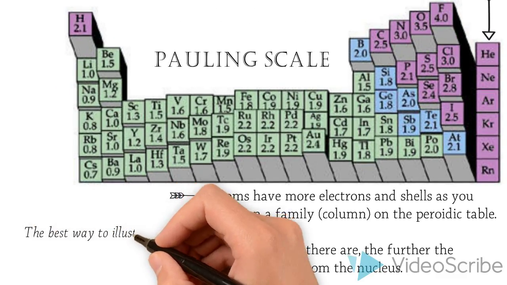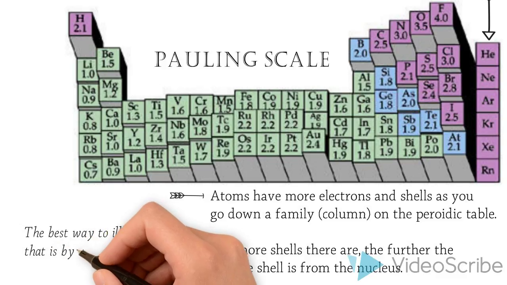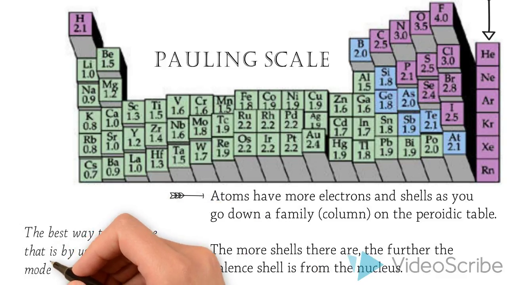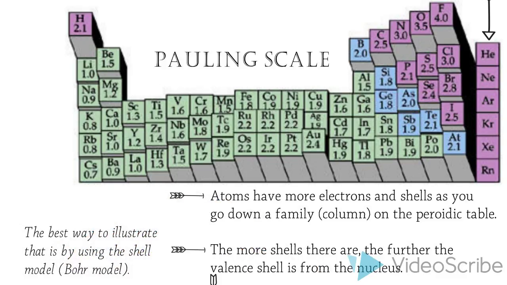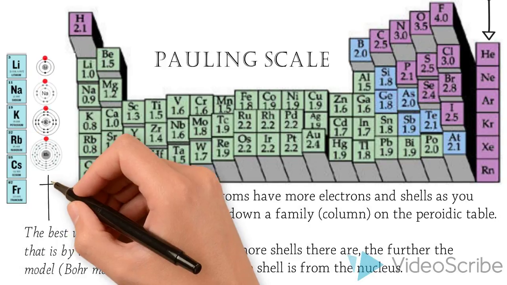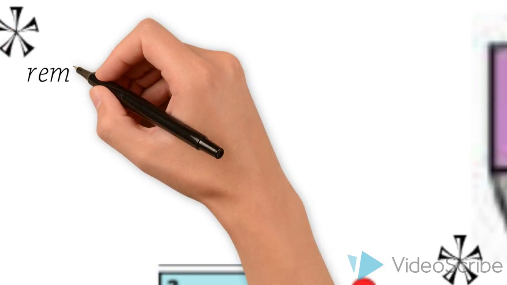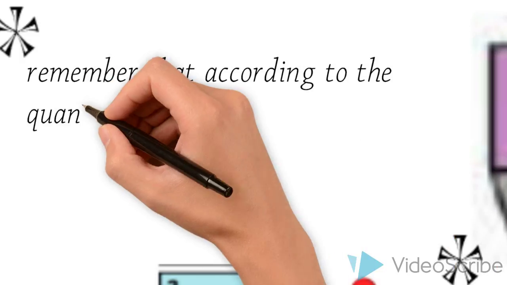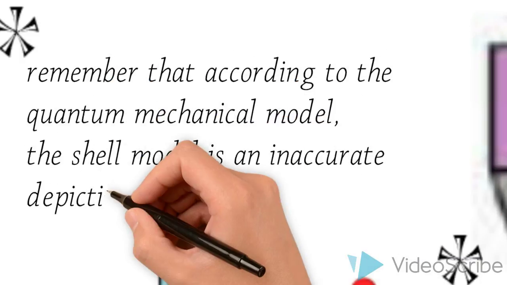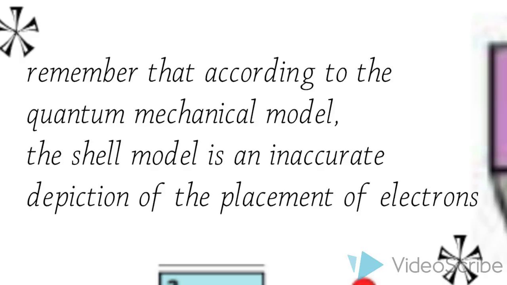So the best way to illustrate the fact that the number of shells and the distance between the valence electrons and the nucleus increases as you go down is by using the shell model. However, it is important to remember that according to the quantum mechanical model, electrons are not actually in the formation depicted by the shell model.